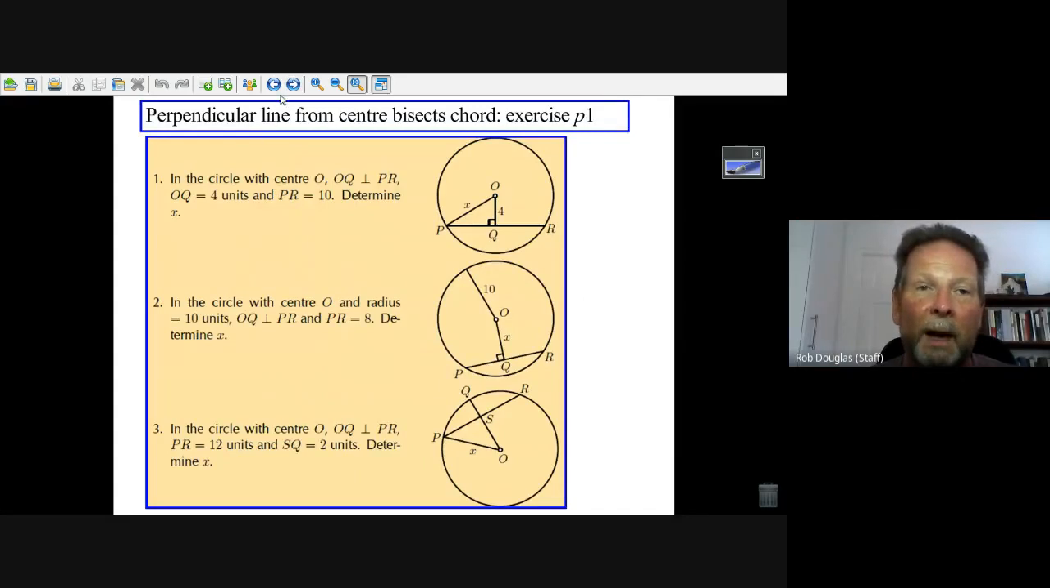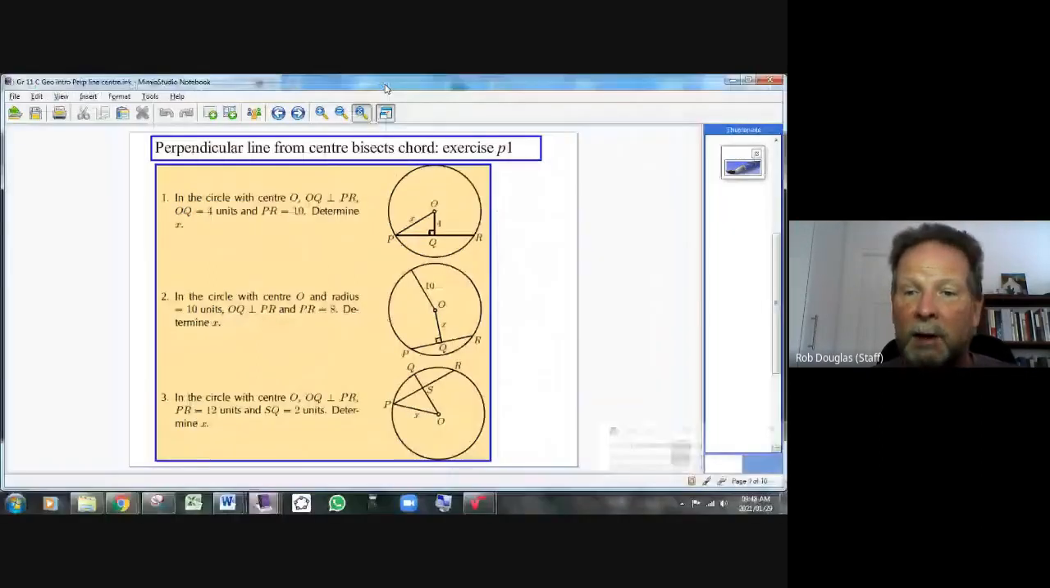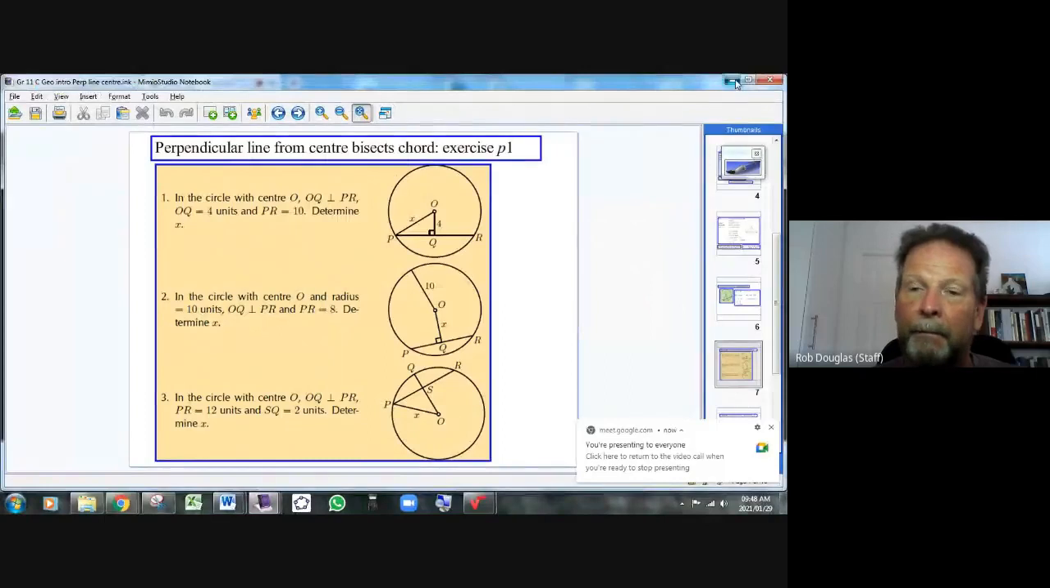We've got a number of questions to work on, 4 questions. The first one is just like the example. The other ones are a little bit more challenging.